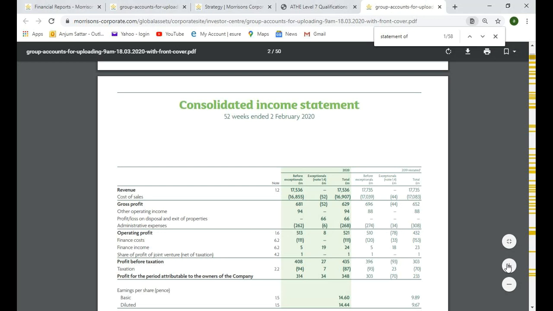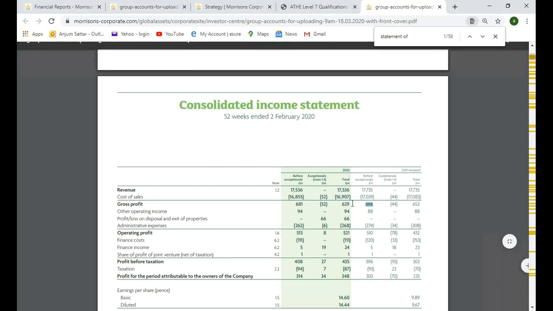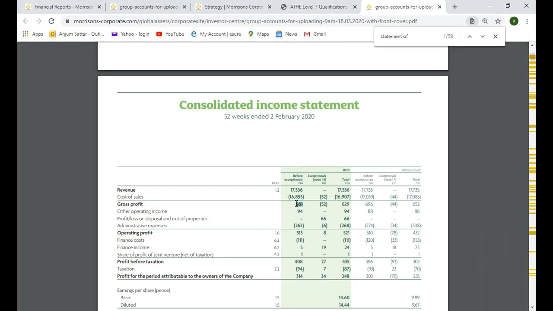So what happened in 2019 and 2020, the Morrison figures, gross profit? Last year it was 696 million. And this year it dropped down to 681 million. So it means a drop.